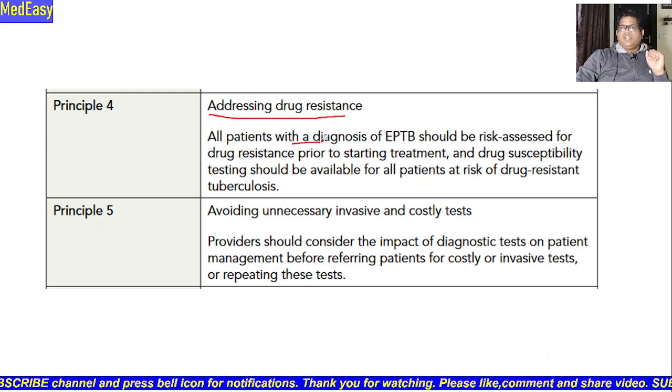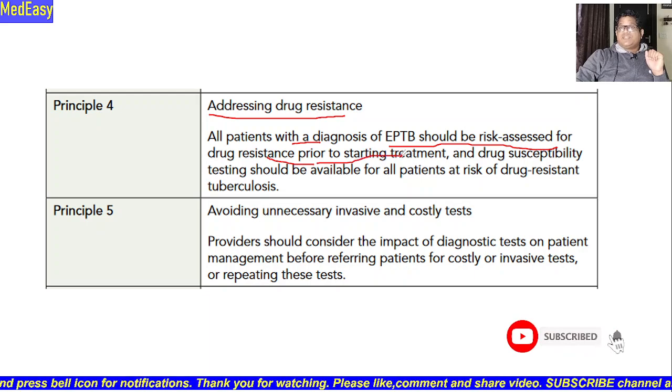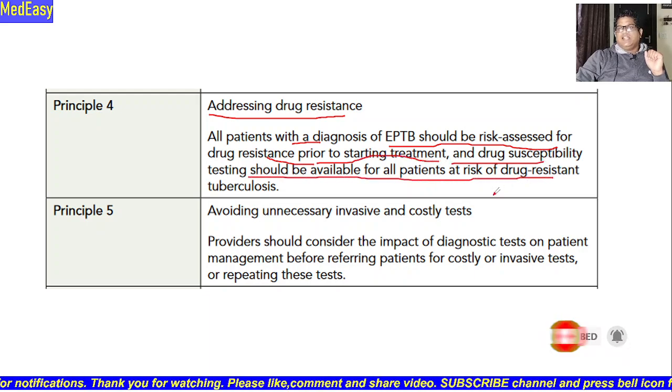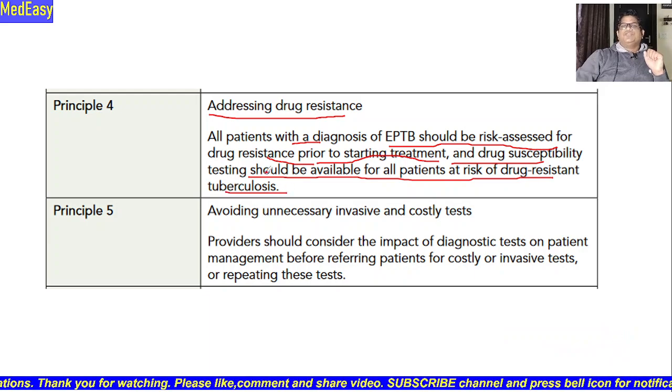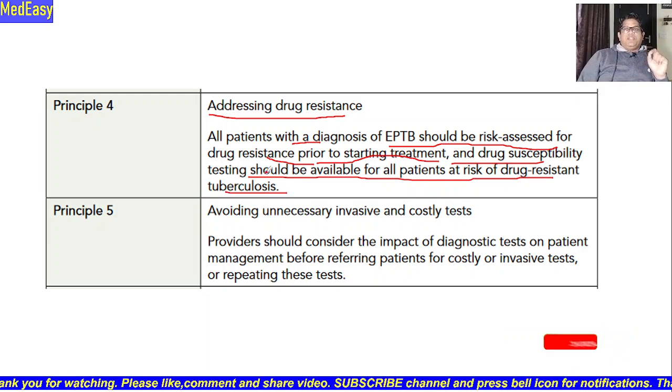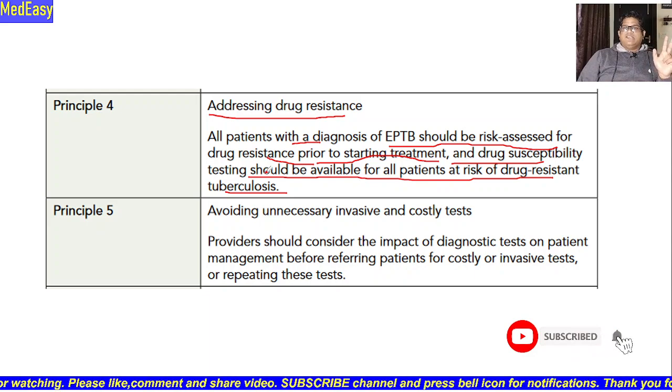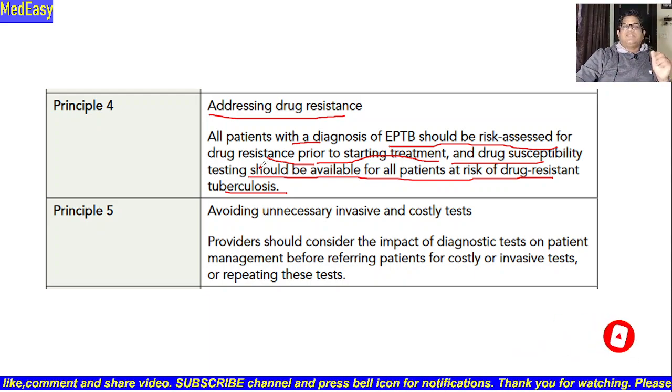So all patients with a diagnosis of EPTB should be risk assessed for drug resistance prior to starting the treatment, and drug susceptibility testing should be available for all patients at risk of drug-resistant tuberculosis. So you should always check whether the patient is a drug-sensitive case or drug-resistant. Okay, and that should be done beforehand, prior to the start of treatment.